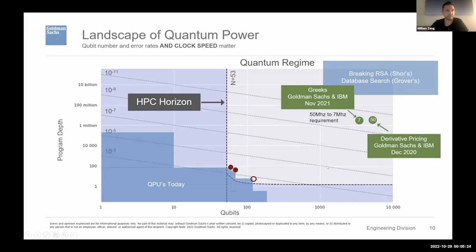I kind of joke that the way to think about what our research group is trying to do is we're trying to put dots on this plot and move them down and to the left. Easier said than done.